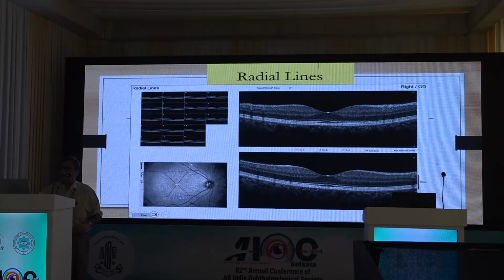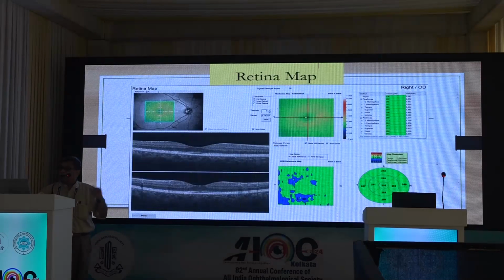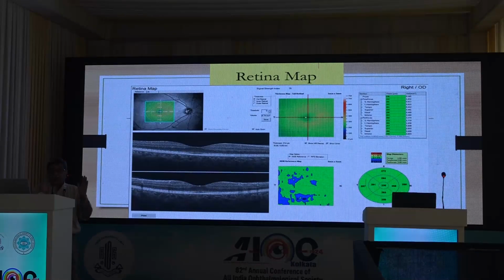So I know what's happening in the entire area. And then to make sure I don't miss anything, I do a raster scan, which takes these horizontal lines. You can also turn the orientation and make them vertical, but every small distance is covered and you can see what is happening in the entire retina. Finally, you do a retinal mapping so that you shouldn't miss some area in the middle.